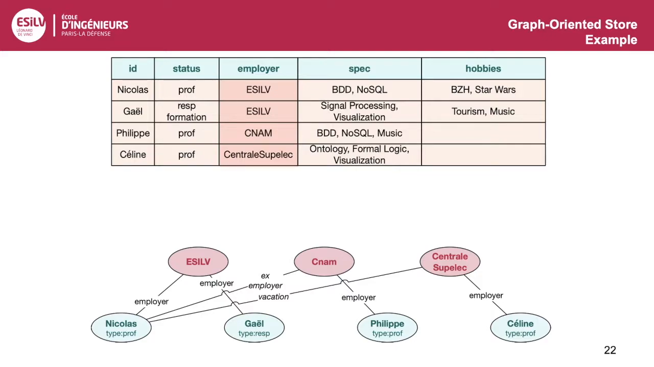For instance, for Nicholas, you have the information that the employer is Esilf, but the ex-employer, the employer before, was CNAM. But we also have different links between nodes. It's vacation links for Centrale Supélec. And we can add other types of nodes where the different employers are located, for instance, Paris or Gif-sur-Yvette.